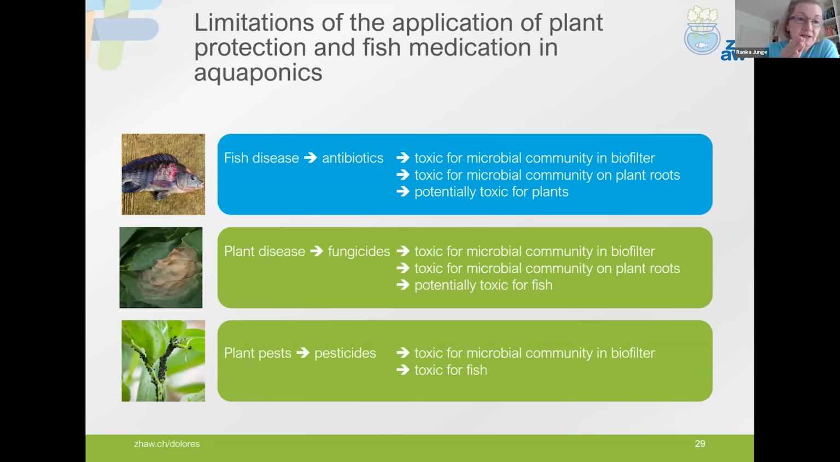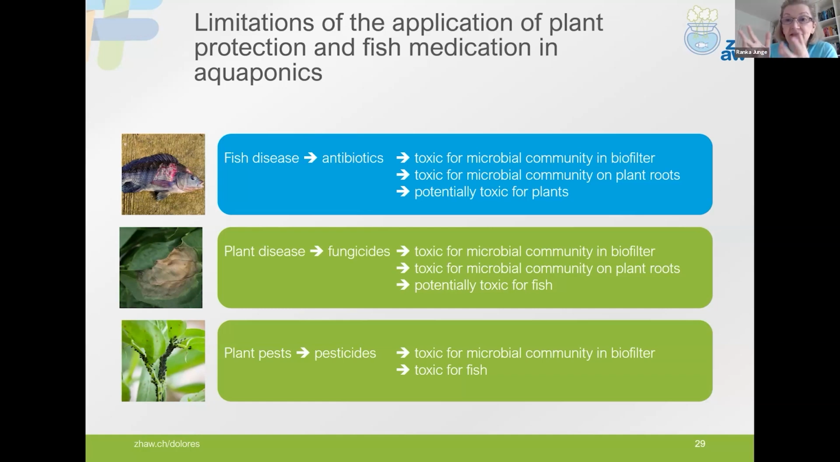If we have a fish disease, like this poor tilapia here with Aeromonas, and we would use antibiotics, which we in Wädenswil would not, I must stress, antibiotics would be toxic for the microbial community in the biofilter and on plant roots and potentially could be toxic for plants. If we would have a plant disease, like powdery mildew or something else, then if you would use fungicides, that would be toxic again for the microbial community, which is central in aquaponics, and potentially toxic for fish. And if we use pesticides against plant pests, again problems with the microbial community and toxic for fish.